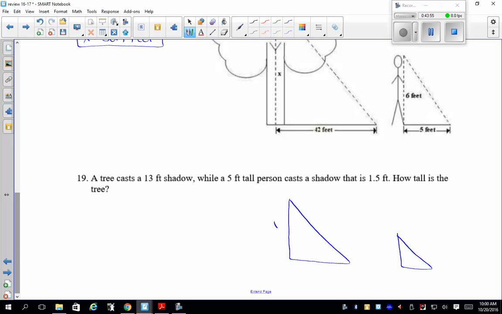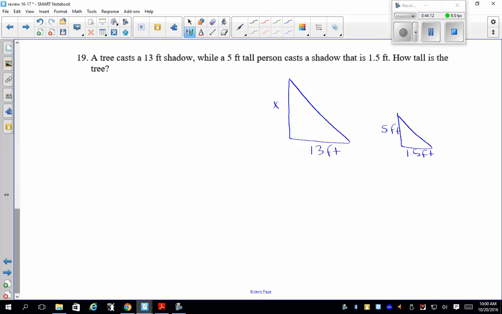Okay, so the tree height I don't know. The tree shadow is 13 feet. The person is 5 feet tall, and the person's shadow is 1.5 feet. Again, I'm going to do both of the heights in one fraction and both of the shadows in the other fraction. So x over 5 equals 13 over 1.5. Cross multiply and divide. X equals 43.3 feet.